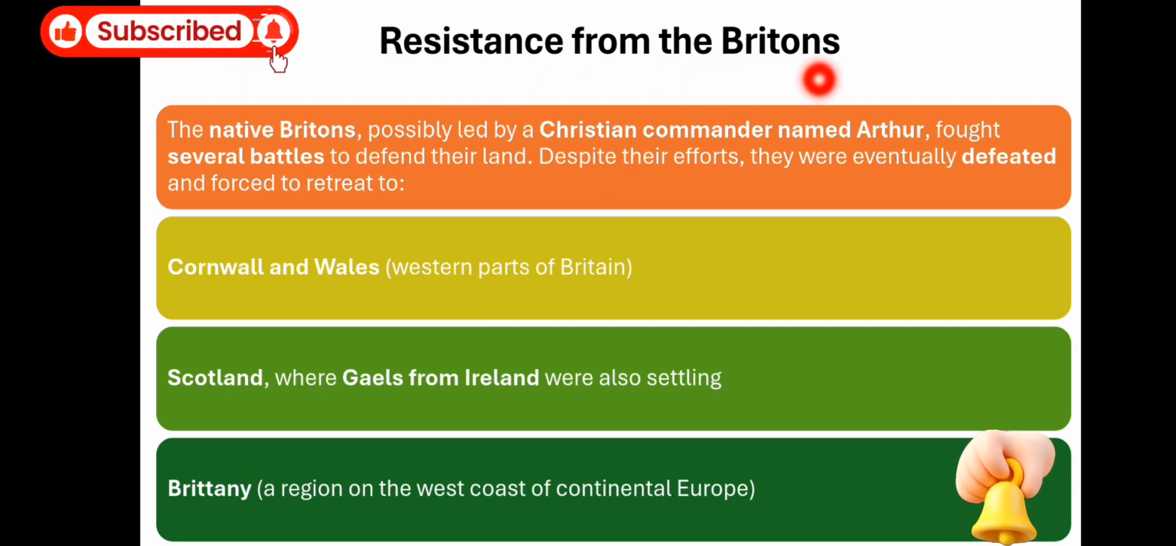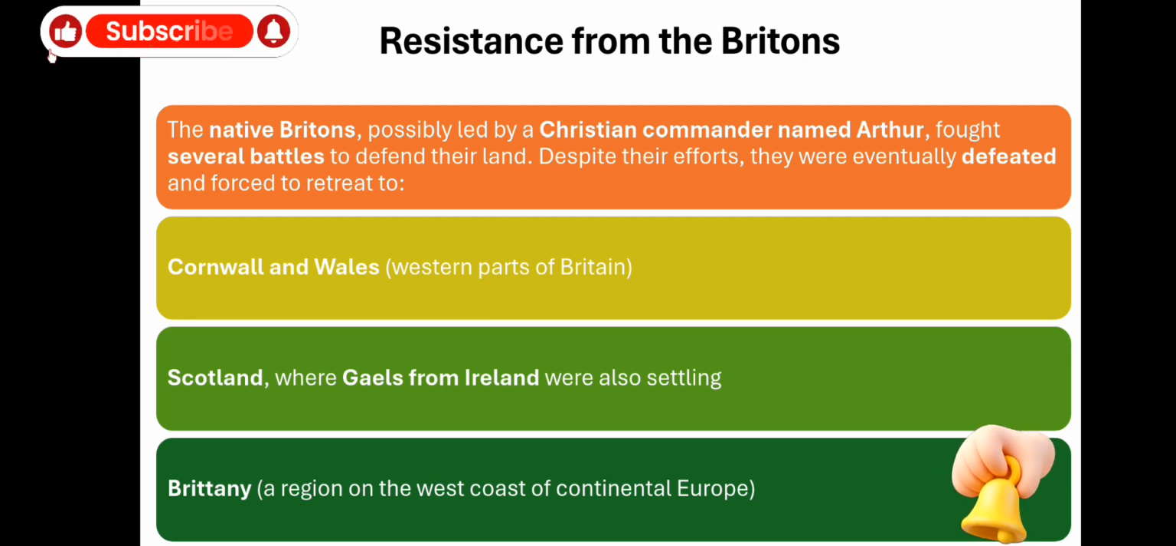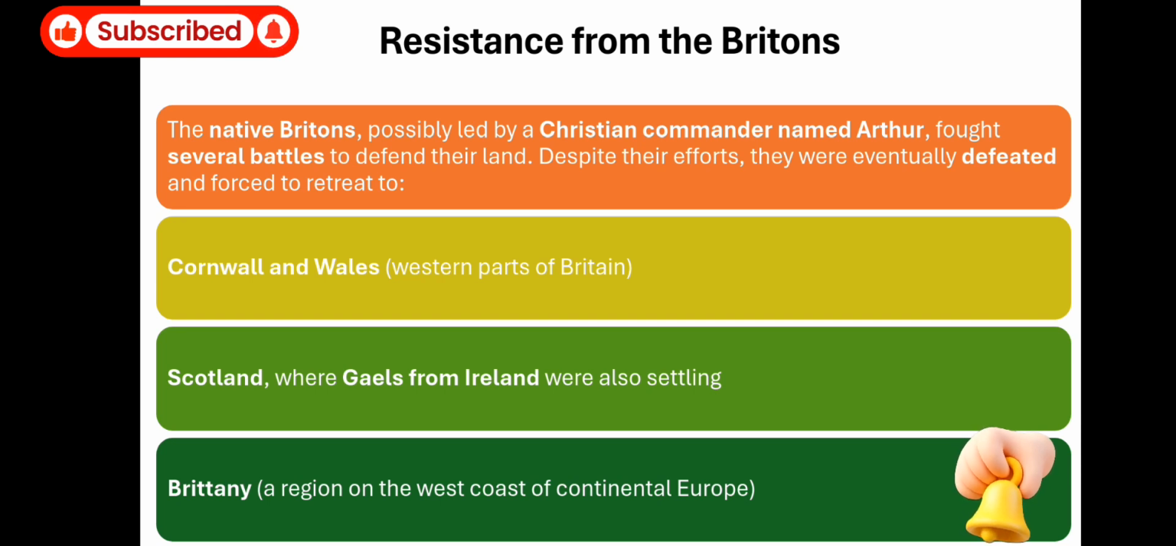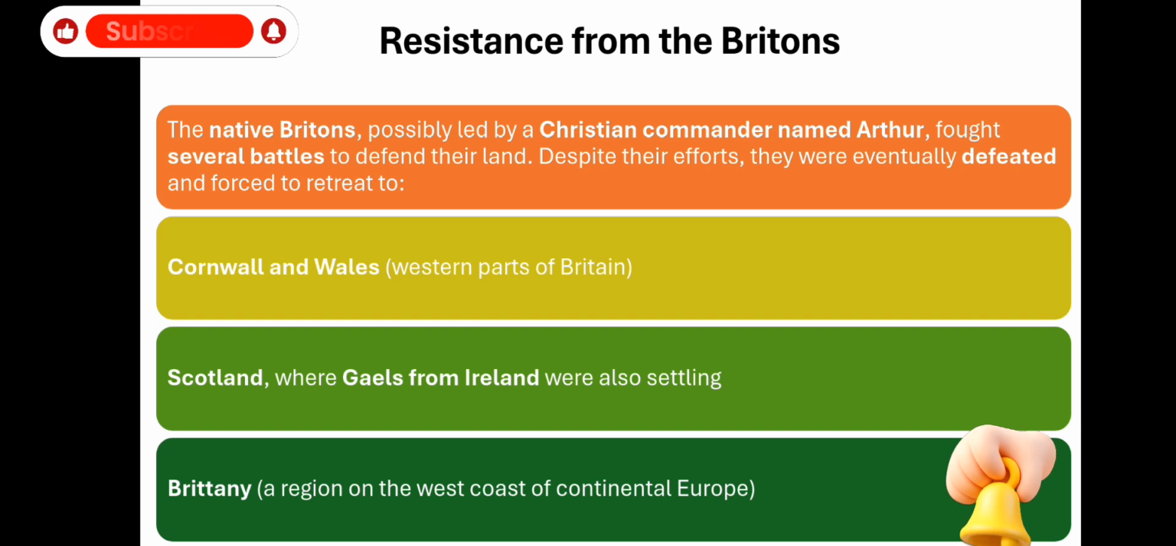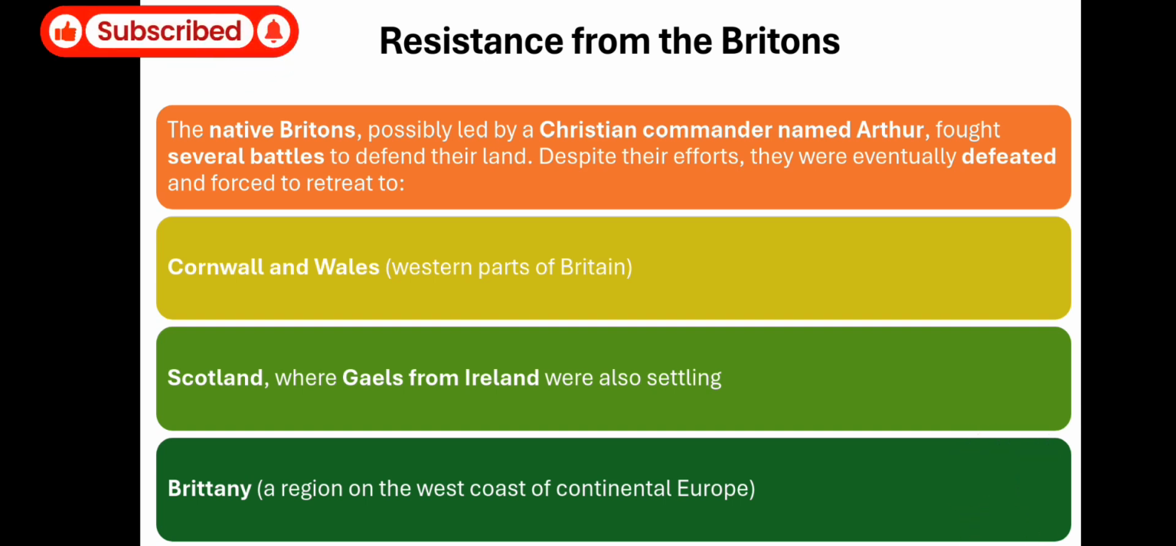Resistance from Britons. There was some resistance from the Britons to repel these Germanic tribes, but ultimately the Britons were forced to retreat because they did not have the force. As I discussed in my previous lecture, before the Anglo-Saxons there were Roman soldiers in Britain. The Romans withdrew their soldiers to protect the Roman Empire, so Britain became vulnerable to foreign invasion, and thus the Anglo-Saxons attacked and invaded Britain.